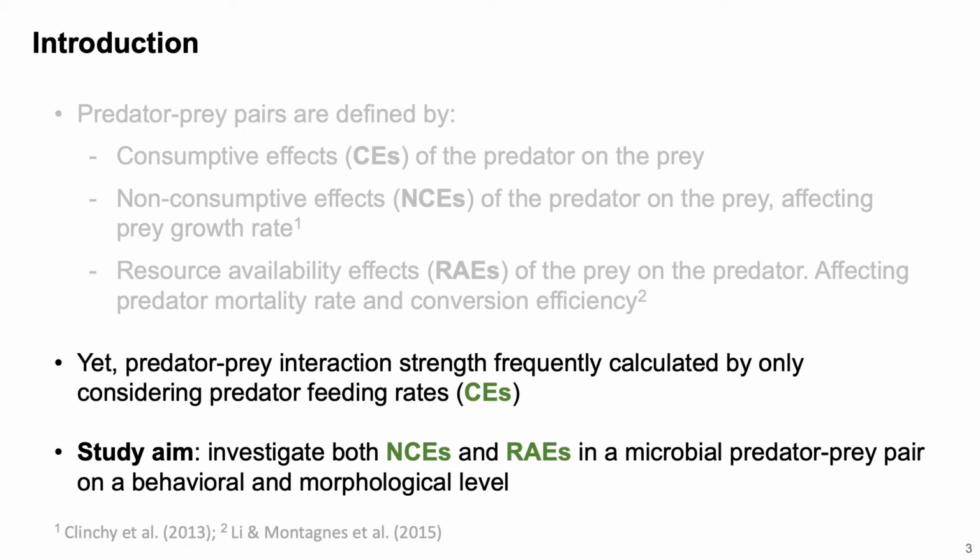But non-consumptive effects and resource availability effects also influence the interaction strength because, as just stated, they affect prey growth rate, predator mortality rate, and predator conversion efficiency. To show the prevalence of non-consumptive effects and resource availability effects, the aim of our study was to show their presence in a widely used microbial predator-prey pair by focusing on a behavioral and morphological level.